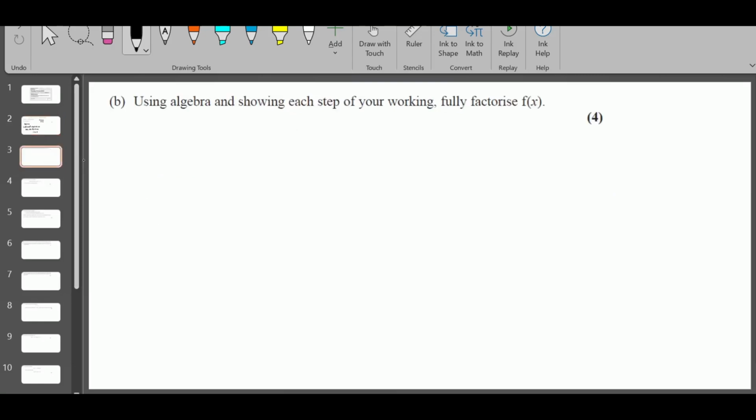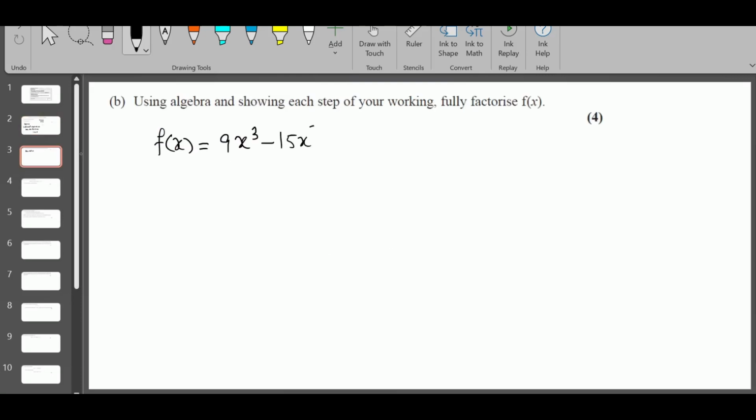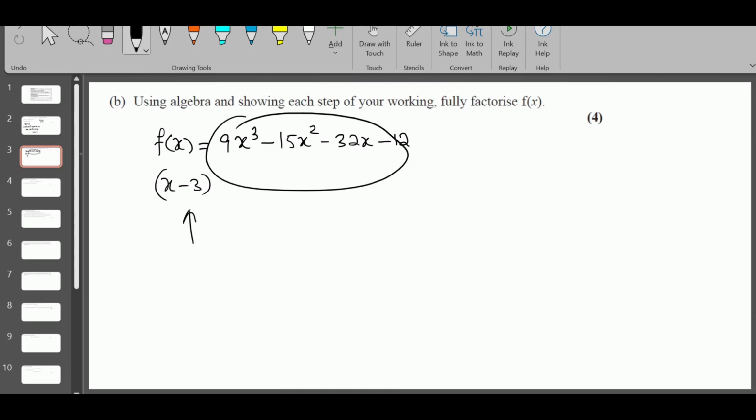Part B now, fully factorize f of x. Okay, I'm going to write f of x now: 9x cube minus 15x square minus 32x minus 12. We know x minus 3 is a factor. So usually for questions like this, you divide the function using the divisor, using the long division method, and then find the quotient and factorize the quotient also. We have learned the method already, but I'm going to show you another method. You can learn this method also.